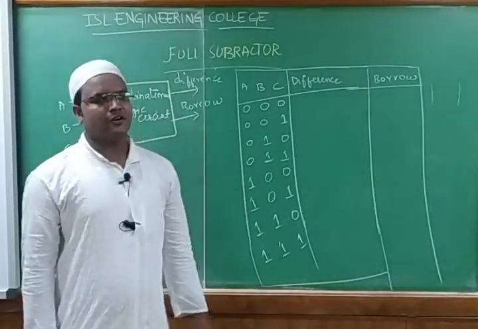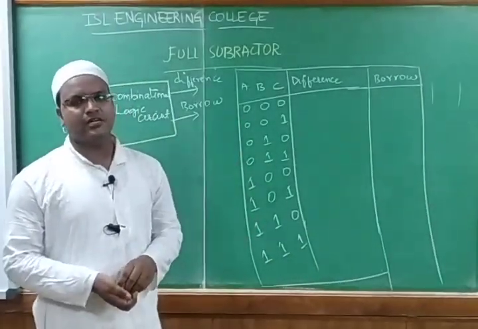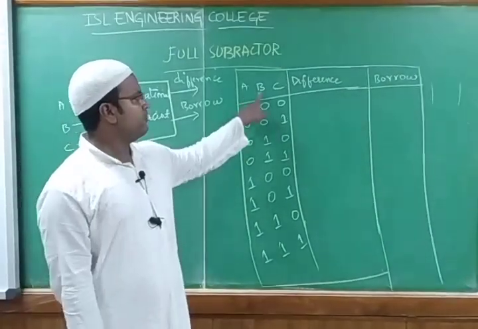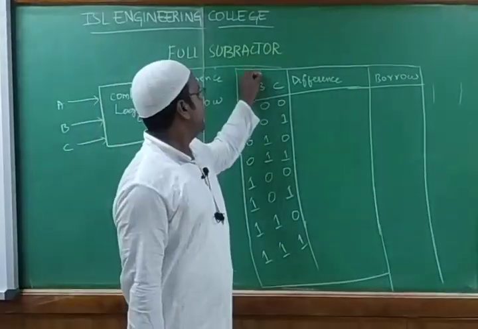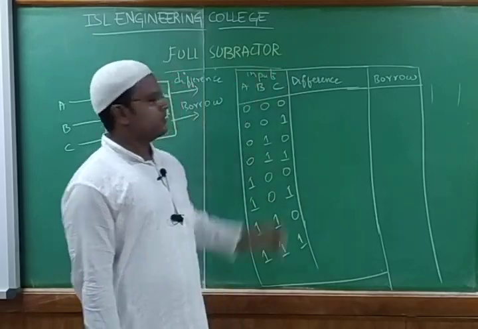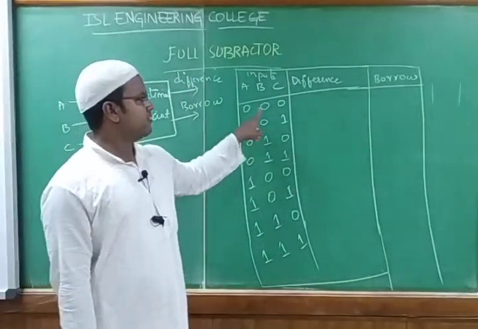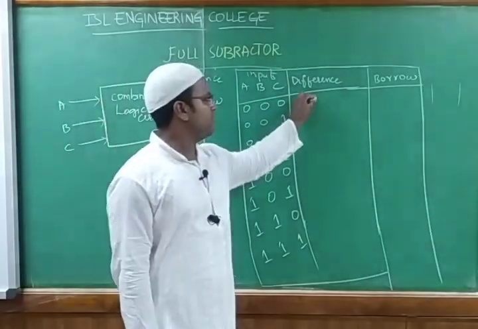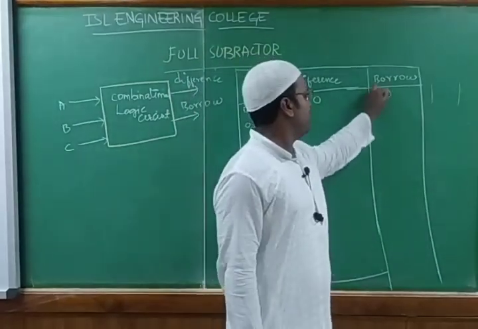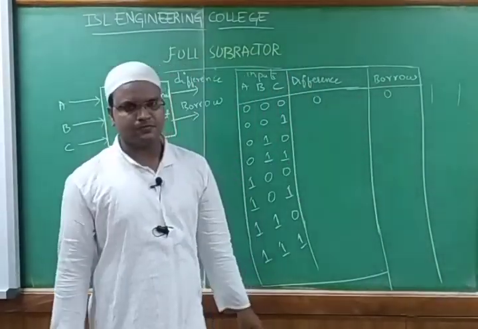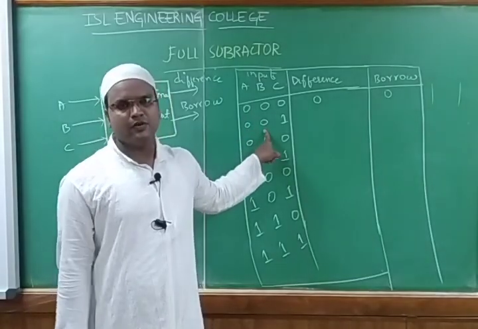Now we need to write the output by taking the input combination into consideration. So here we do have three values. These are nothing but your input values. Now write down the difference for this one. 0 minus 0, it's 0. 0 minus 0, 0. So difference is also 0. Borrow is also 0. Likewise, I can go for 0 minus 0.